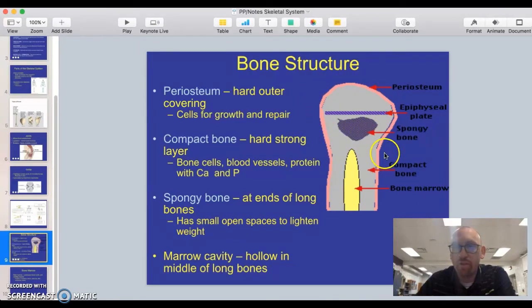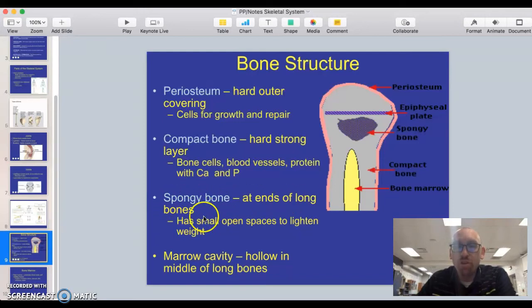So the outside of the bone is very hard. Then inside of it, what's in gray, you have what's called compact bone. Compact bone is the hard, strong layer of the bone, right here, the hard, dense part. And then in the middle, you have marrow. You can have 2 types of marrow, but this is hollow in the middle, with cells going through mitosis that are producing red and white blood cells, depending on if it's red marrow or yellow marrow.